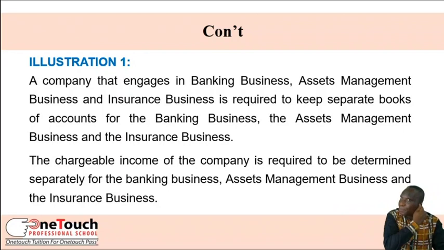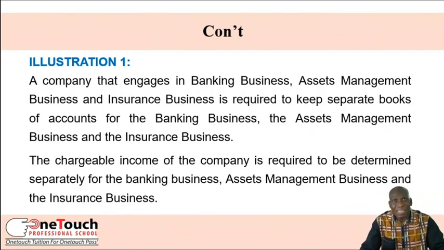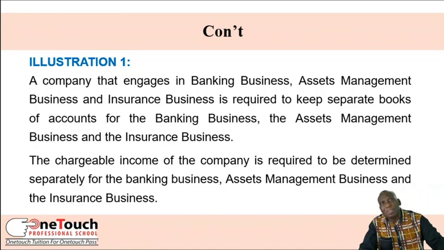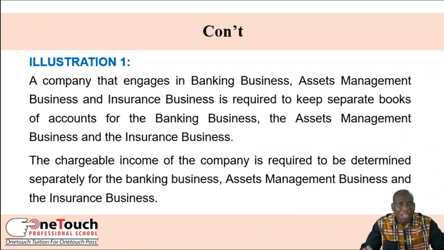This is an illustration. A company that engages in a banking business, asset management business, and insurance business is required to keep separate books of accounts for the banking business, the asset management business, and the insurance business. The chargeable income of the company is required to be determined separately for the banking business, the asset management business, and the insurance business. Some banks may be engaged in their banking business.